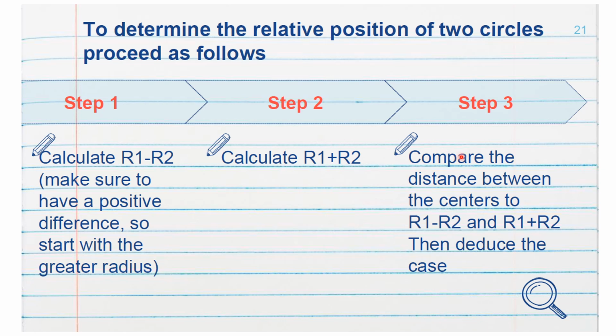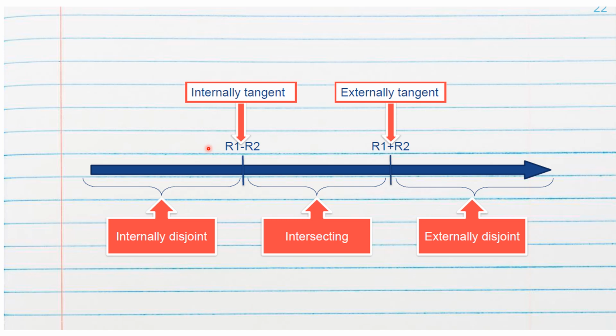Step 3. Here we have to compare. To compare what? The distance between the two centers with the difference and the addition. And you got the rules. So finally, let's repeat. If the distance is equal to R1 minus R2, these two circles are internally tangent. If the distance is equal to R1 plus R2, these two circles are externally tangent.